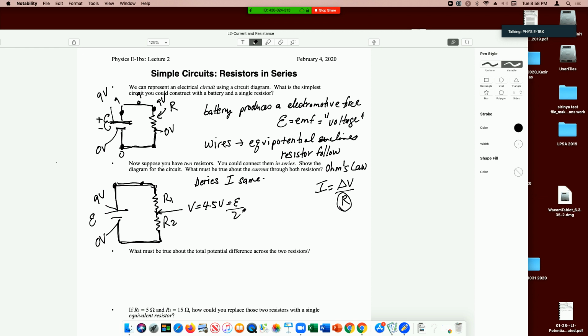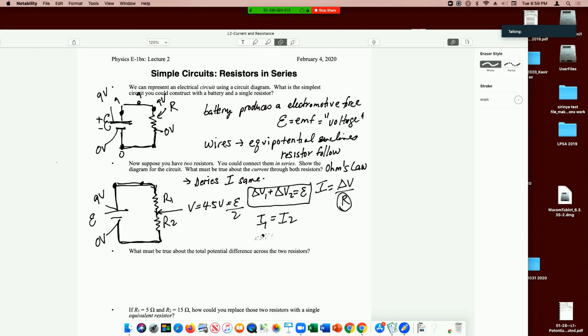So when you're talking about a series circuit, the current is the same, and the change in potential across each of the resistive components in the circuit adds up to whatever the EMF of the battery is. The voltage drop across resistor 1 plus the voltage drop across resistor 2 is equal to the EMF. Does that make sense? So current 1 is equal to current 2, always, when you're dealing with a series circuit. What must be true about the potential difference across the two resistors? They have to be the same. That's basically what this is saying.